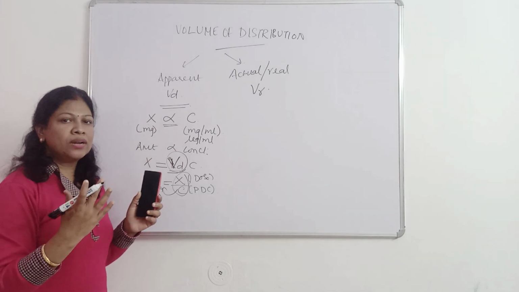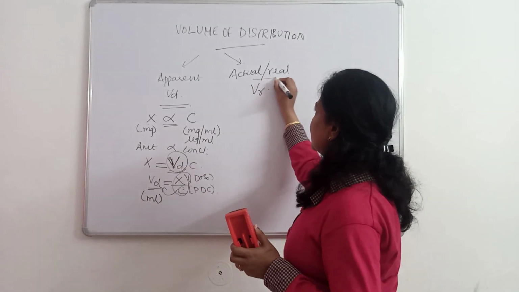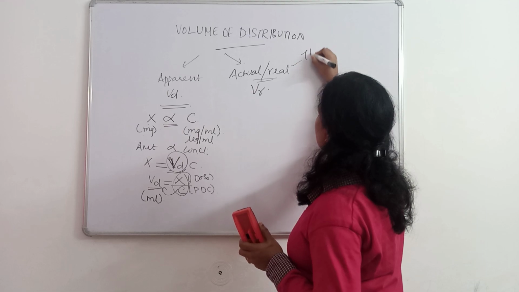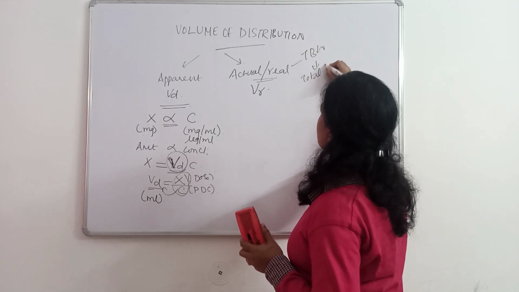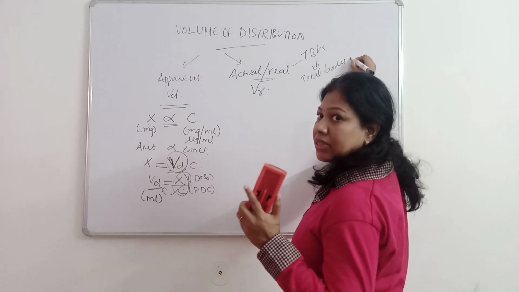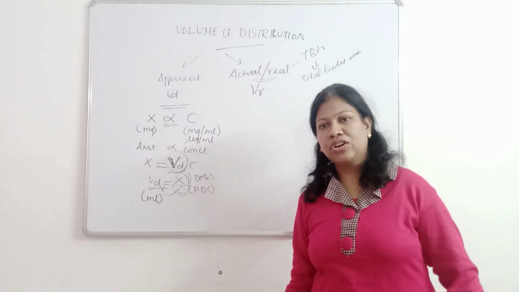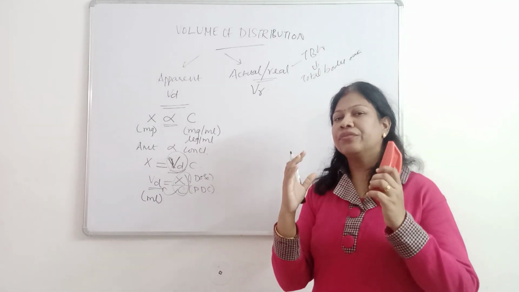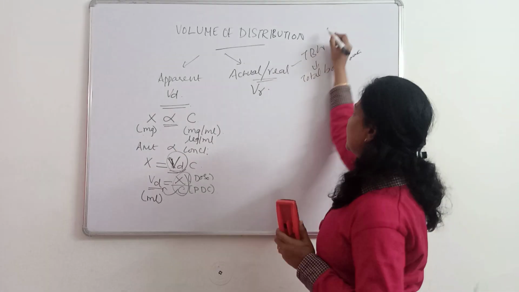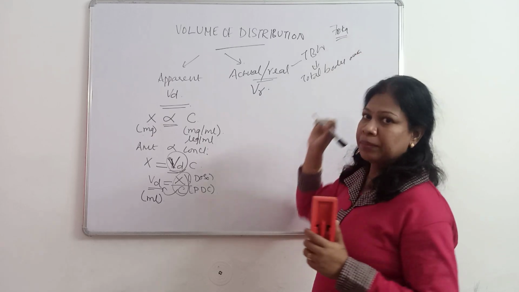Now what is actual or real volume of distribution? The actual or real volume of distribution depends upon the total body water. The total body water is the water content present in the body. So how much water content do we have in our whole body? On average, the weight of a man is about 70 kg. So 70 kg is the average weight of a man.